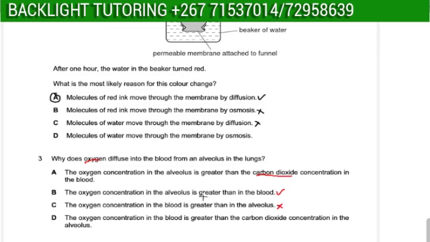So diffusion of oxygen will not happen if the concentration in the blood is greater than in the alveoli, right? So this is the oxygen concentration in the blood is greater than the carbon dioxide concentration in the alveoli. So here they talk about carbon dioxide, something that we are not interested in, right? So the best answer was B, right? And then let's go for number 4.